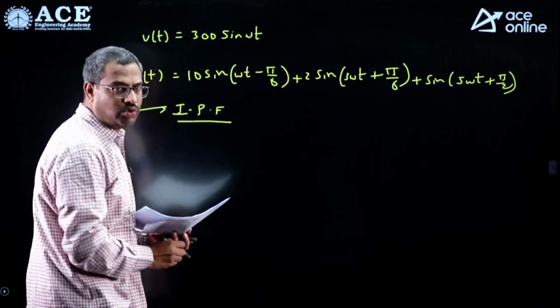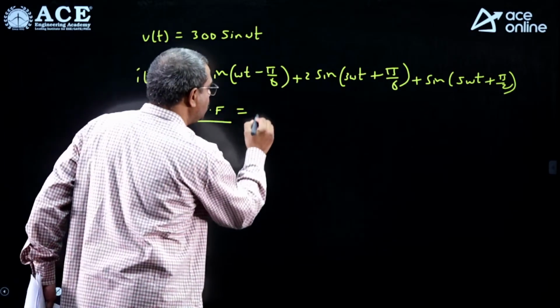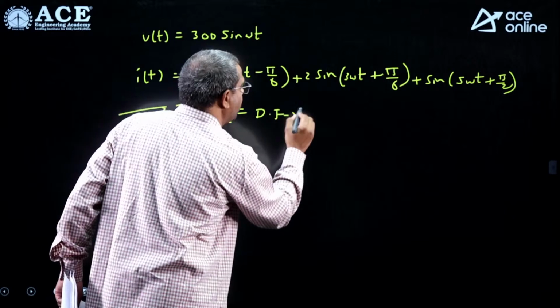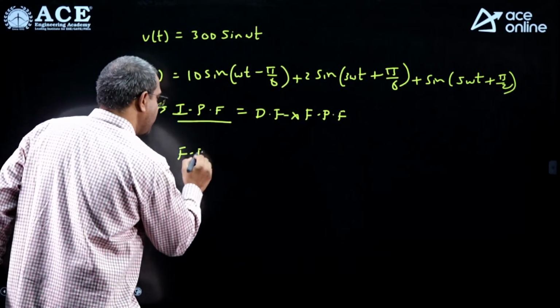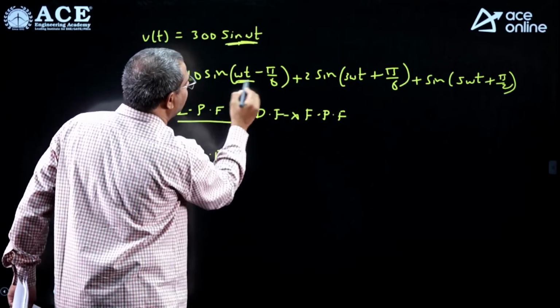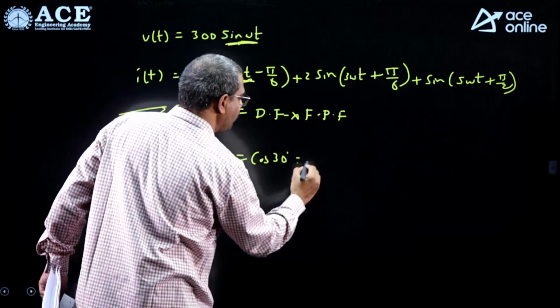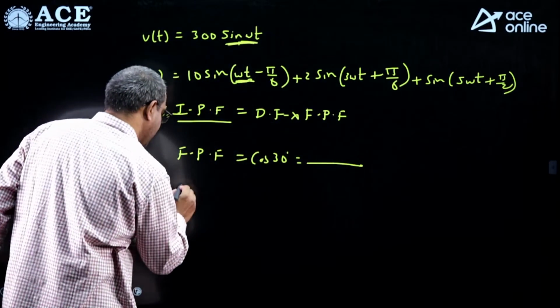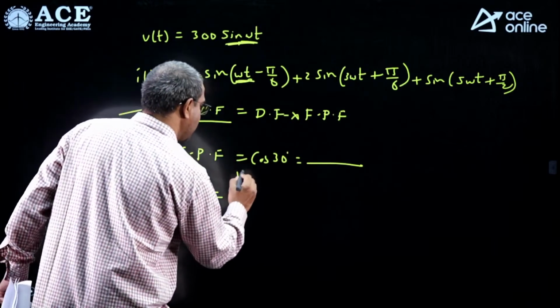Now it asks for the total power factor. To find the total or input power factor, it is the distortion factor times the fundamental power factor. That is very important. What is the fundamental power factor? It is the cos of the angle between the fundamental voltage and the fundamental current, that is cos of pi by 6, which is 0.866. And the distortion factor is how much? I1 RMS by I total RMS. What is I1 RMS? 10 by root 2.